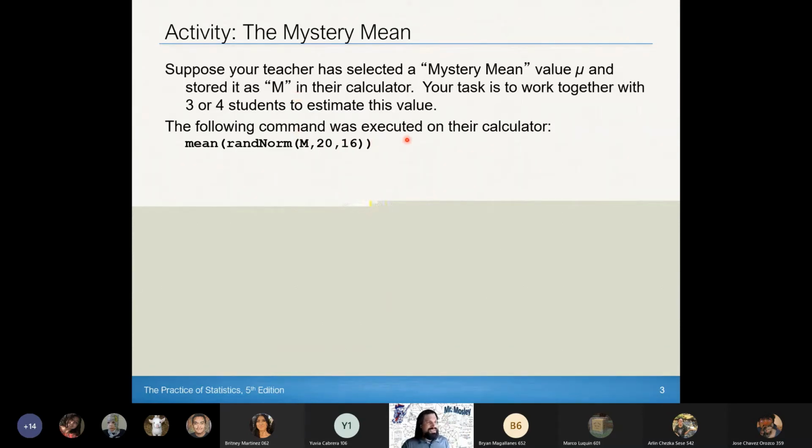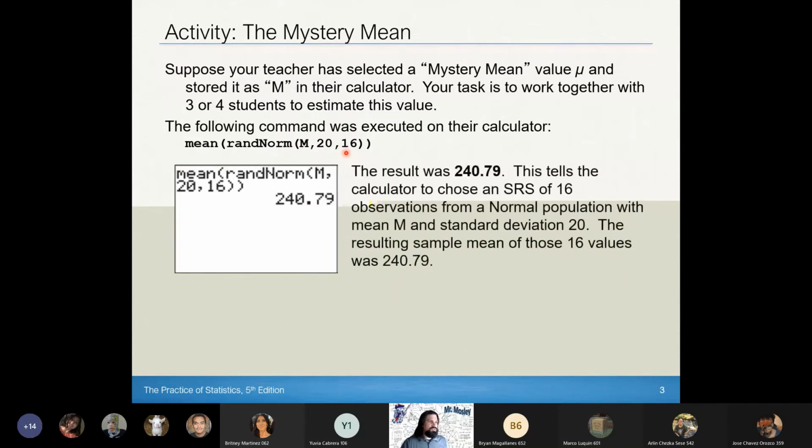The following command was executed on my calculator. Mean(randNorm(M,20,16)). The result was 240.79. This command tells the calculator to choose an SRS of size 16 observations from a normal population with mean M and standard deviation 20. The resulting sample mean of those 16 values was 240.79. So that's what this command does. Now, obviously, the calculator knows what M is, so it actually treats it like a number, not a letter. That's beyond the point.